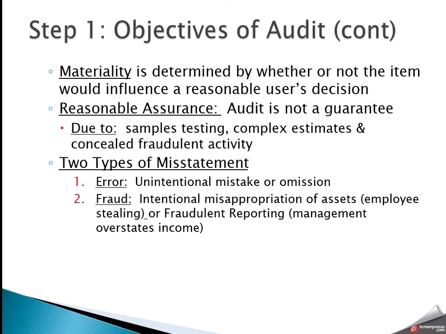Fraudulent reporting is more like Enron. They might have been taking money too, but they definitely were fraudulently reporting their financial statements. So their users thought that they had more income and they had more assets and equity than they actually did. They're overstating income or they're overstating assets or showing that they have more equity than they really do. All of those would be examples of fraudulent reporting.